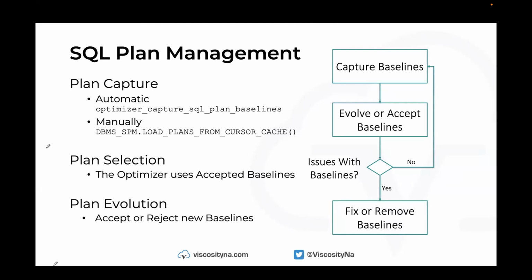The automatic method is using the optimizer capture SQL Plan Baselines parameter, while the manual method is using basically a PL/SQL package call, etc. I should mention, I think it's in another couple slides, so we'll mention when we get there. So this is the high level process though. So you capture, and then you accept or evolve, and then you can remove baselines or maybe fix or make preferred, right? Those baselines, anchor them.